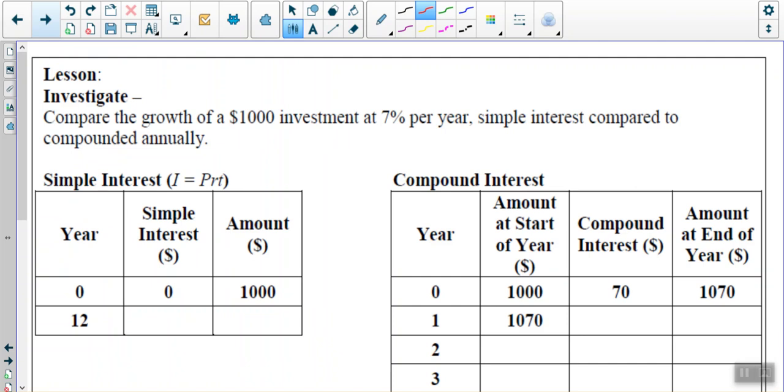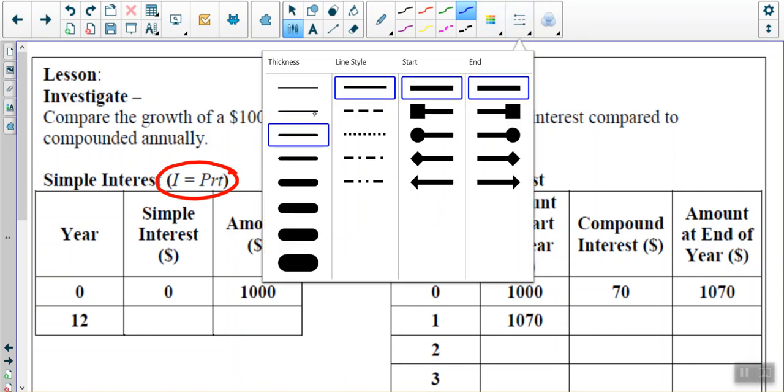What we're going to be doing first is comparing an investment of $1,000 at 7% interest, but we're going to be comparing simple interest to compound interest with an annual compounding period. Simple interest, first of all, gives us this formula. I stands for interest, P stands for principal, R stands for interest rate, and T stands for time.